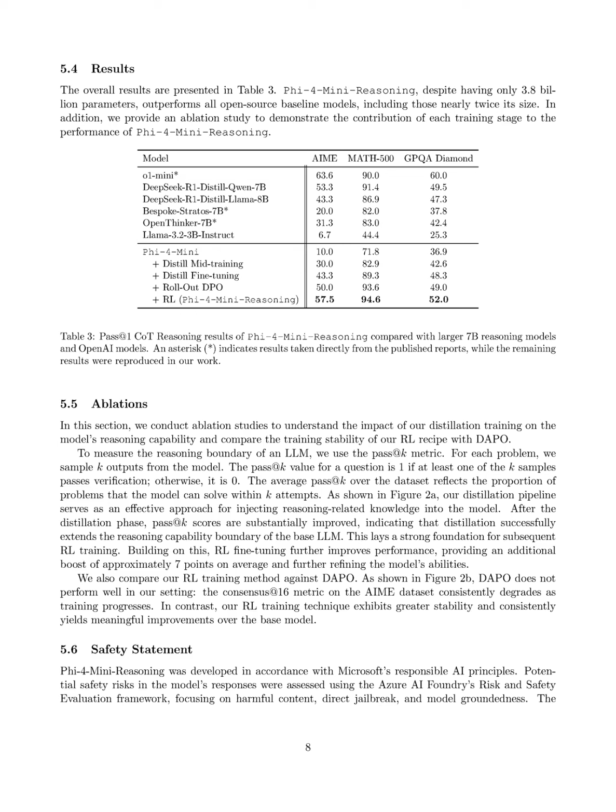Additionally, an ablation study reveals that the distillation training significantly enhances the model's reasoning capabilities, as indicated by improved Phi-4-Mini metrics, which reflect the proportion of problems solvable within a set number of attempts. The results demonstrate that the multi-stage training approach, including reinforcement learning fine-tuning, contributes to an average performance boost of approximately 7 points over the base model. Overall, these empirical advantages highlight the effectiveness of the Phi-4-Mini-Reasoning model in complex reasoning tasks compared to its larger counterparts.